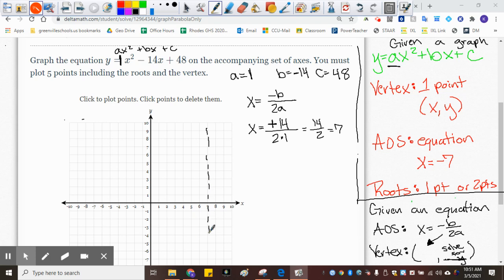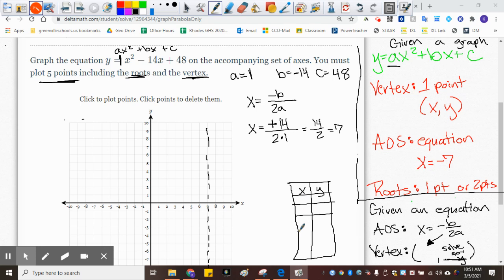And it doesn't make you graph that. All it's going to make you graph is 5 points, roots and vertex. So we have to make sure we get those roots in there and the vertex. So I'm going to make a table. 5 points. 1, 2, 3, 4, 5. 7's going to be in the middle because that's our vertex, our axis of symmetry. And then I have to figure out what y is.